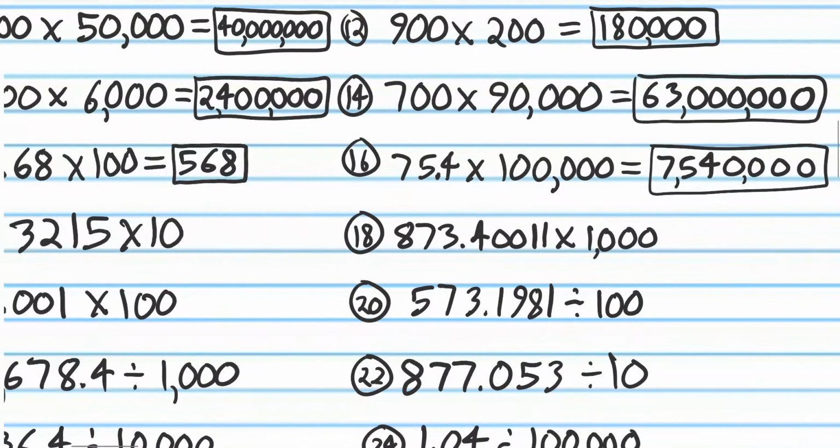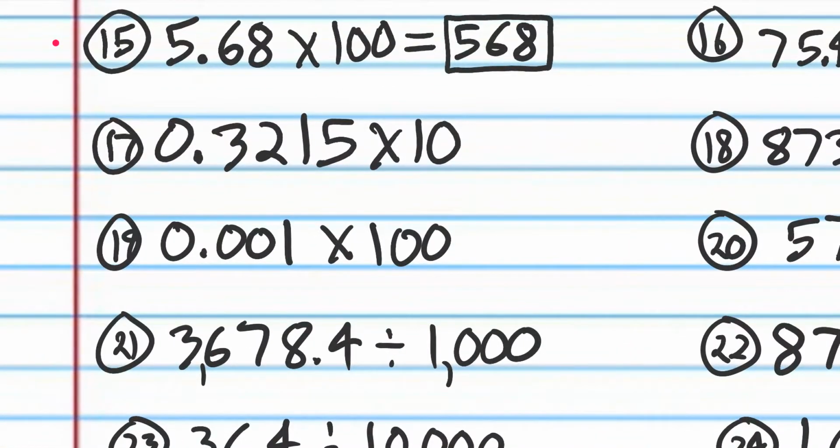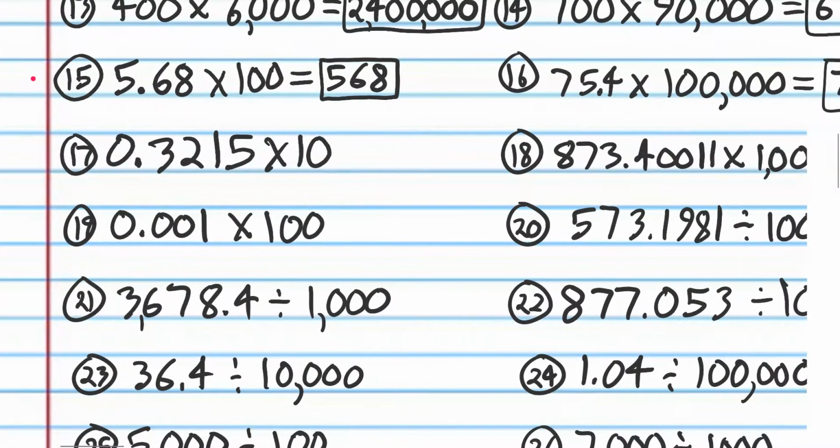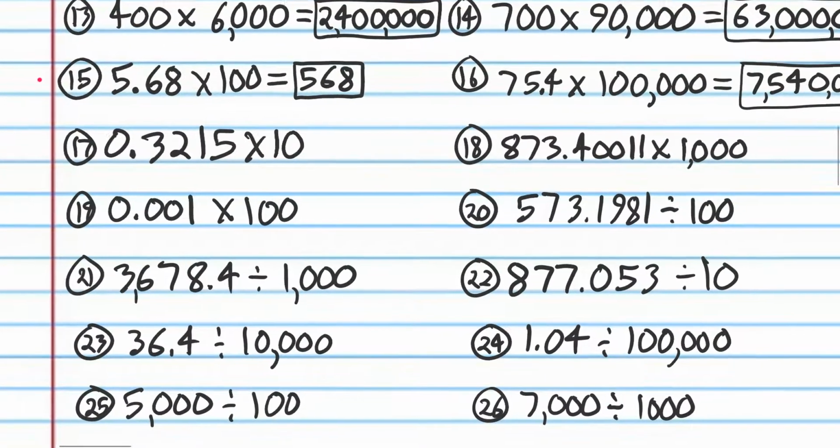All right, so again, you just move the decimal however many places, which is the number of zeros in the power of 10. So why don't you do numbers 17 and 18, and when you come back, we'll do them together.